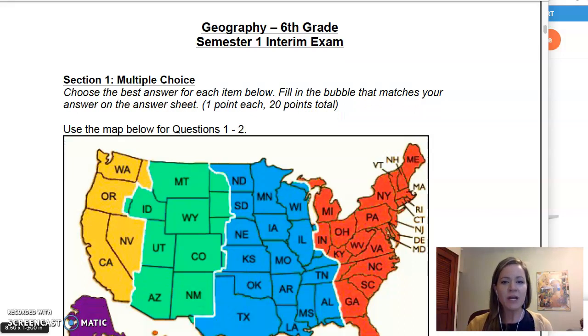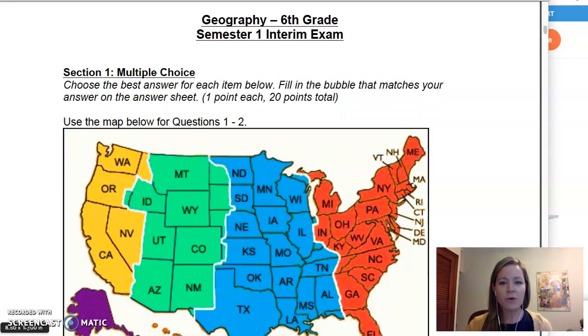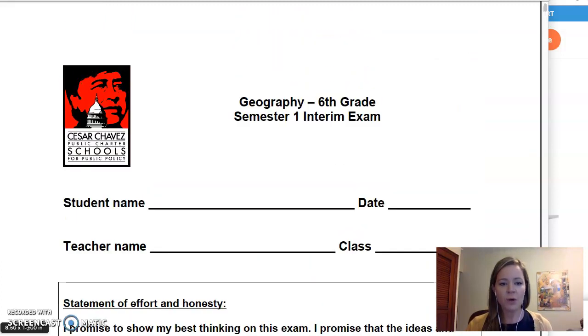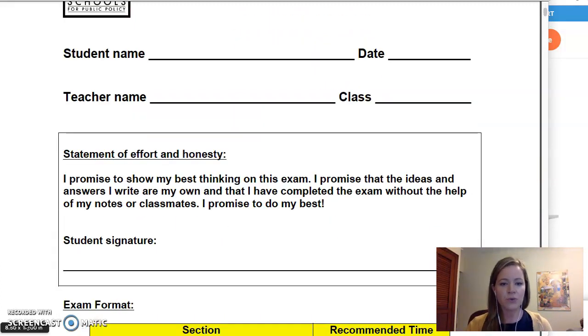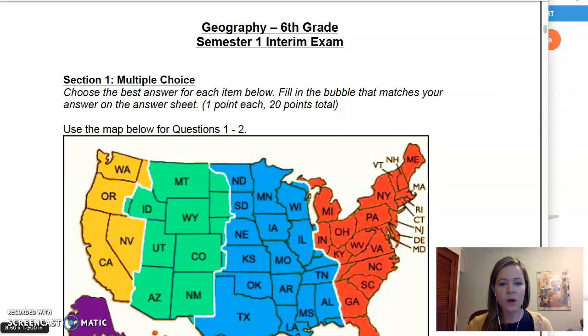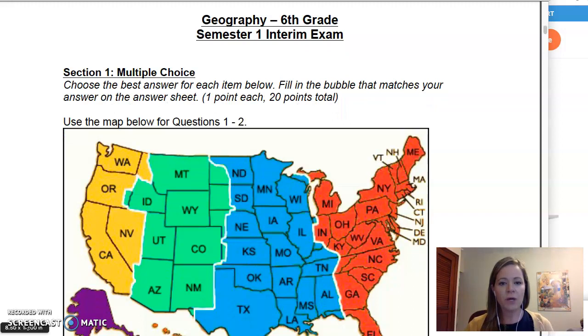Okay, on to the good stuff. So here we have this example geography exam that we used back when my co-authors and I were a curriculum team at Cesar Chavez Charter School in DC. This was a real exam that we gave to students. And so this first example is map skills. We want to know, can they transfer map skills?